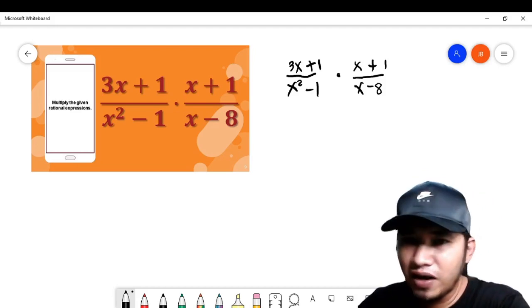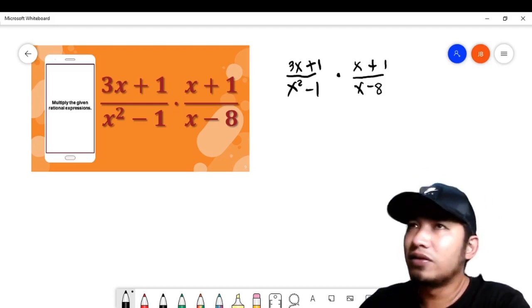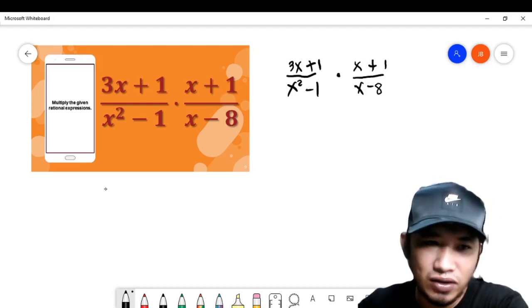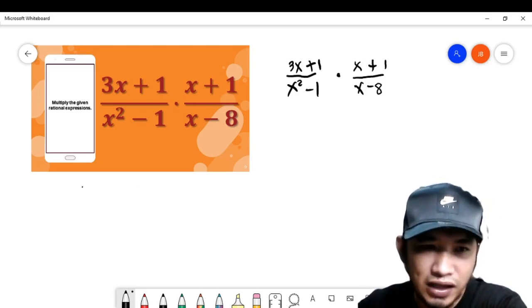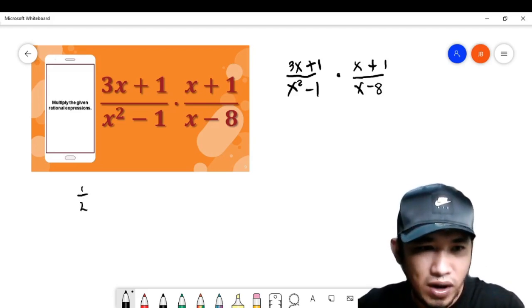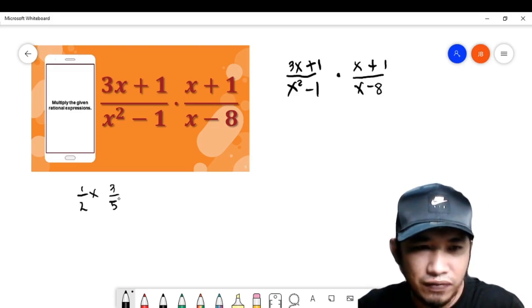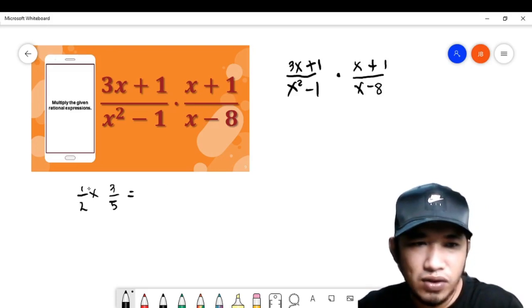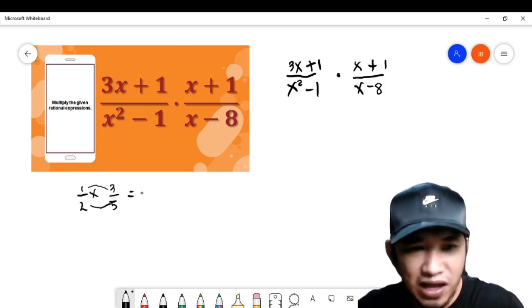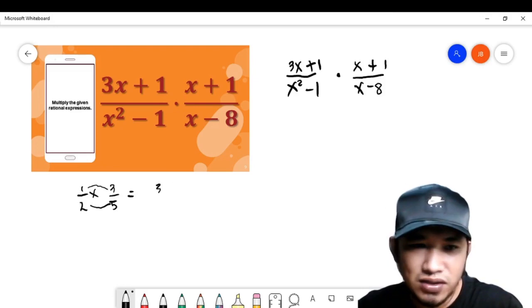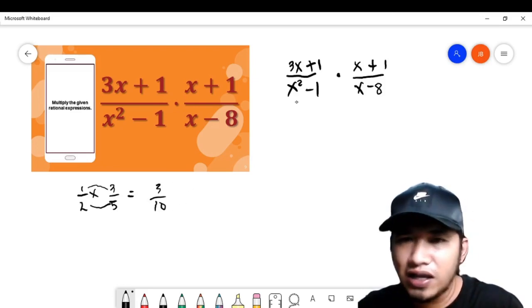Nakalimutan nyo na yung ganitong ginagawa, di ba? The idea is, for example, 1 half times 3 fifths. Numerator to numerator, denominator to denominator, multiply lang sila. So, 1 times 3 is 3 and 2 times 5 is 10. Ganun lang ang idea nitong problem na ito. Okay?